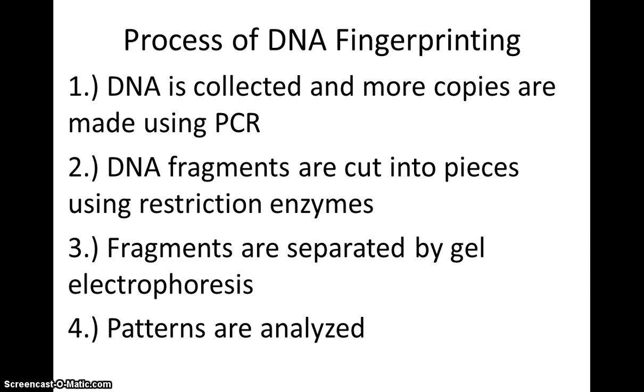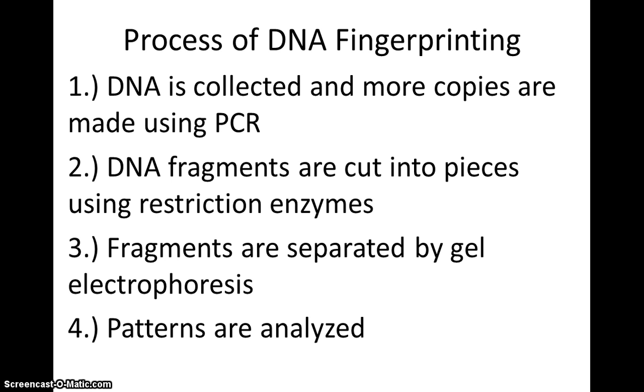DNA fingerprinting, in order to get that fingerprint that we just saw, goes through four main steps. And the first is to actually collect the DNA from the person. And this is usually done either through a mouth swab with a Q-tip or a small blood sample. And then there are going to be more copies that are made using another process called PCR, which we'll talk about in just a minute.